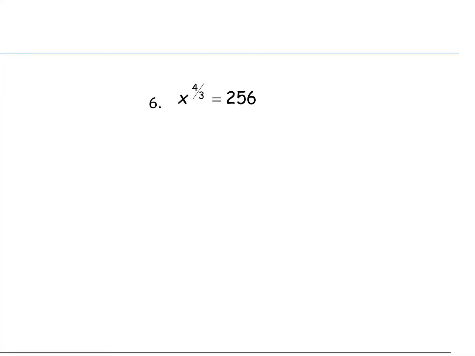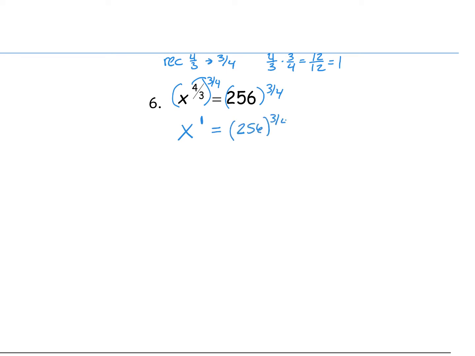All right, same idea. So if I have the reciprocal of 4/3 would be 3/4. So I'm going to raise both sides to the 3/4 power. And again, if I do 4/3 times 3/4, because when we have power to a power, we're going to multiply, I'm left with 12/12, which is just x to the 1st. And I'm going to have 256 to the 3/4 power.